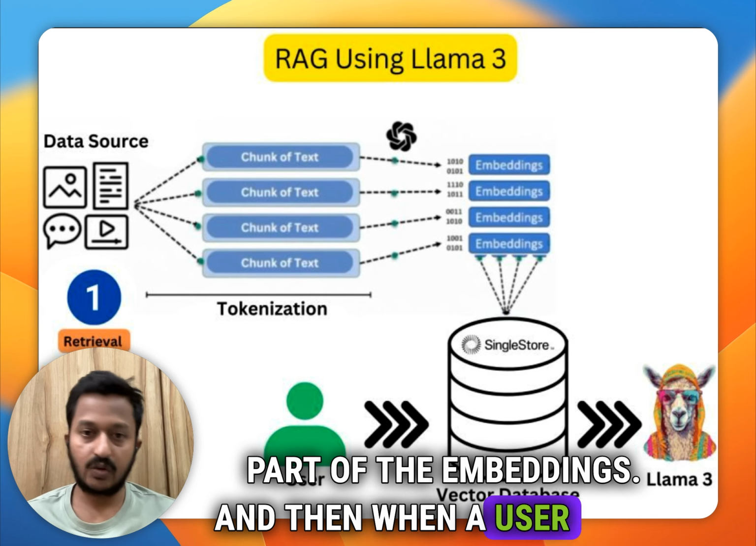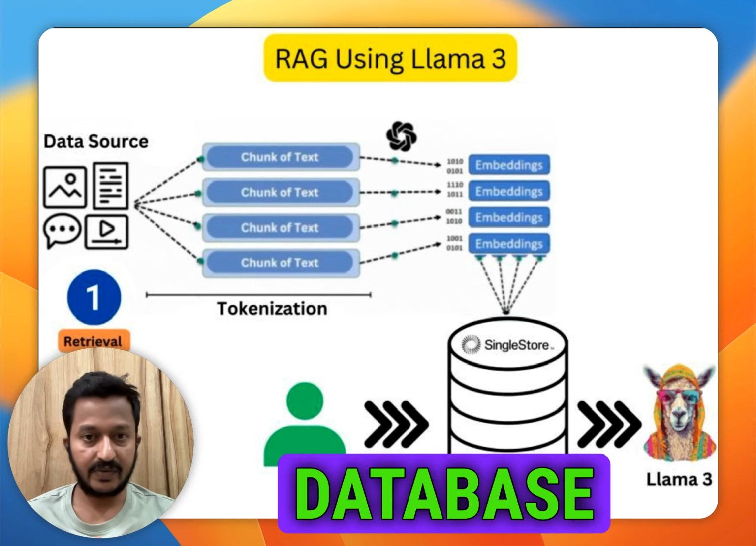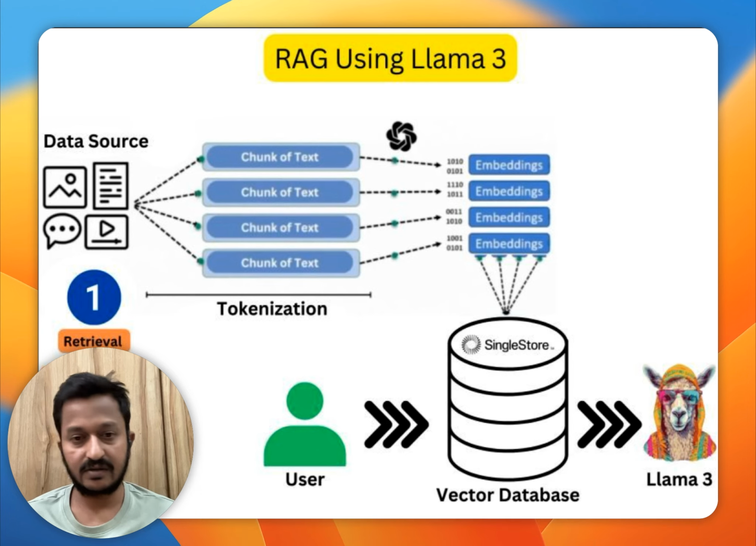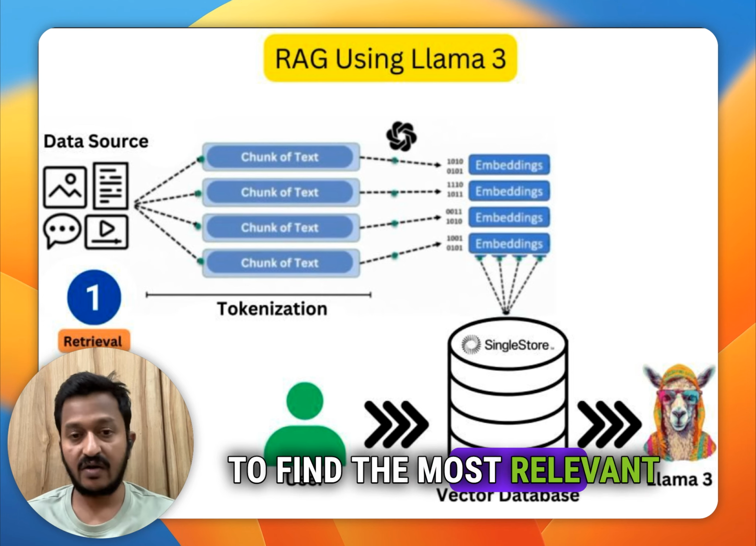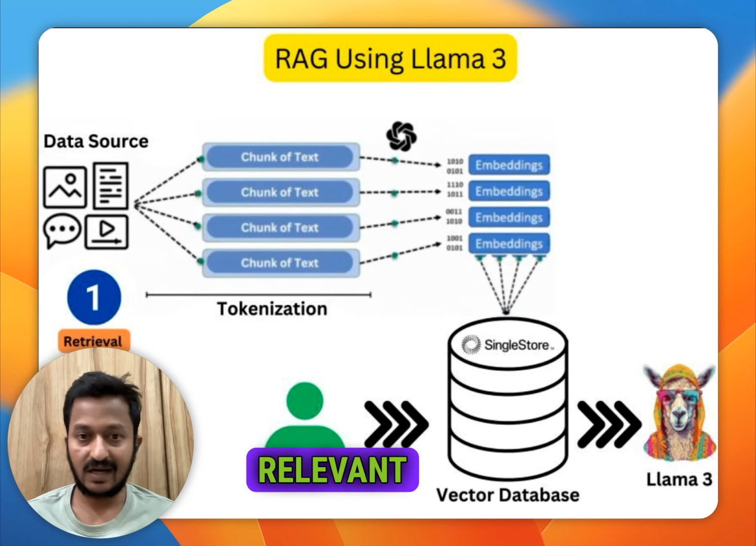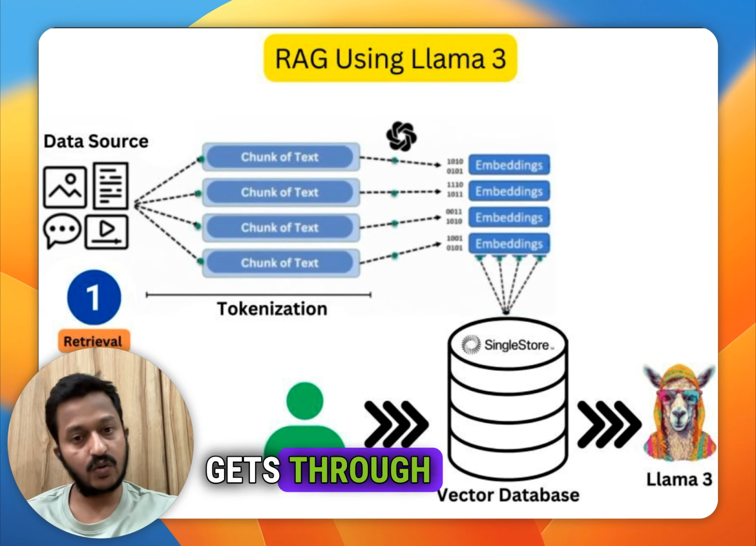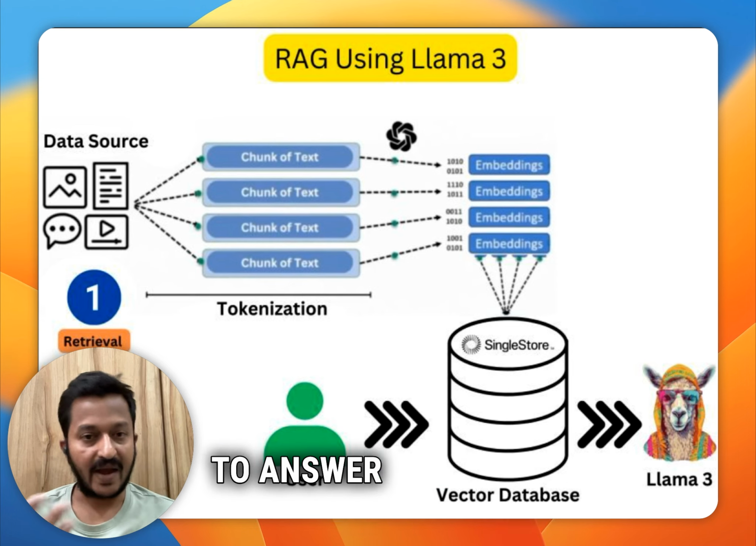Then when a user query comes in, it goes through the vector database to search using methods like vector search and semantic search. It finds the top k most relevant information, and then the whole context goes through an LLM to answer back to the user.